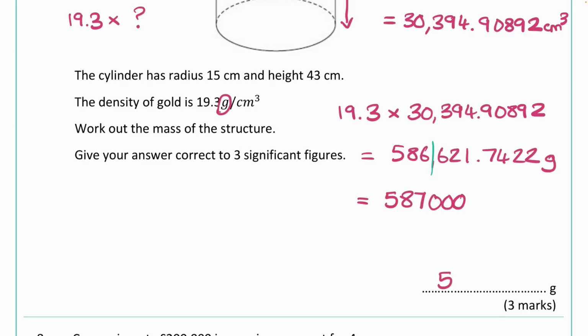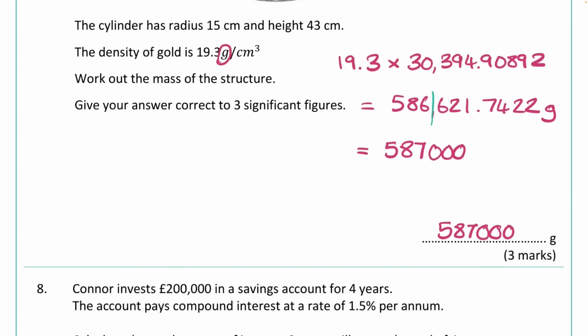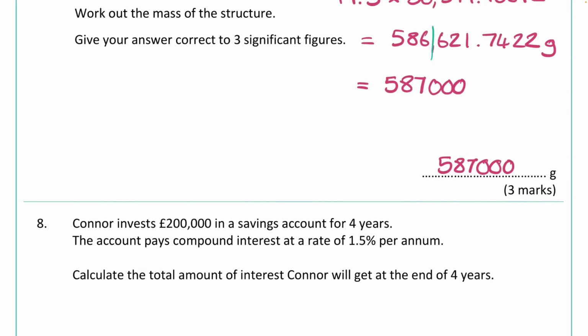So 587,000 grams. And there we go. Now, of course, you could be asked to do things like convert that into kilograms as well. So not forgetting there's 1,000 grams in a kilogram, but this one here did have grams on the dotted line, so we're leaving our answer in grams.